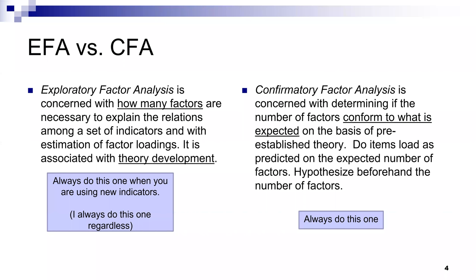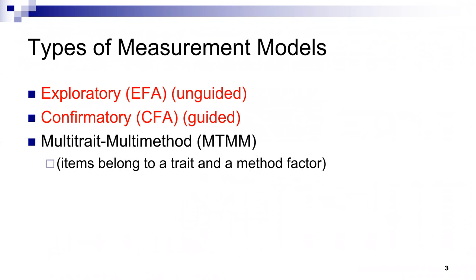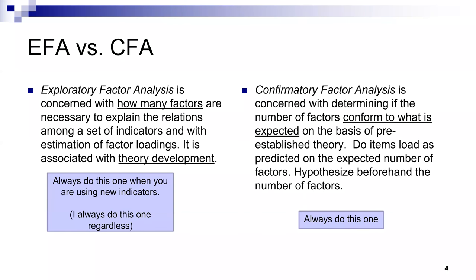An EFA is awesome for detecting discriminant validity issues, non-tightness issues. If these variables here don't hang together, the EFA will figure it out. The CFA is a lot harder for detecting discriminant validity issues because you're already telling it, this variable belongs over here and that variable belongs over there. Don't play with the other kids. Whereas the EFA, you just let them play however they want, and then you find out who gets to hang out with who. So I always do an EFA. Even if I'm using all validated measures, I still do an EFA.